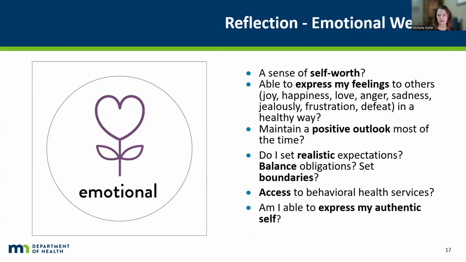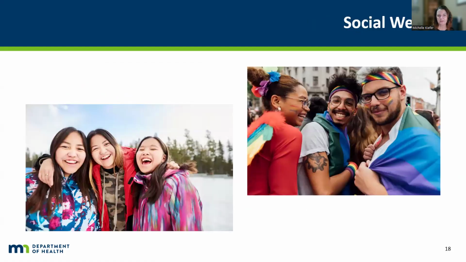The next dimension of emotional wellness is social wellness. So on the next slide, you can see people are socializing with one another. They're happy. They're outdoors. They're with people they're feeling connected to. And so emotional wellness involves developing and maintaining healthy relationships with friends and family and the community, and having an interest in and concern for the needs of others and humankind.